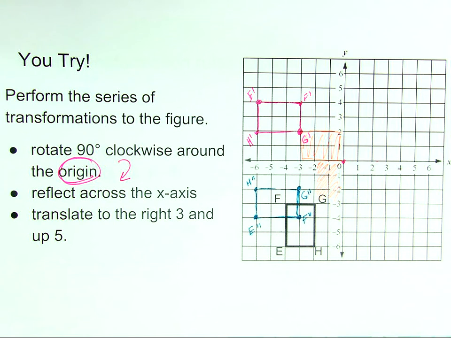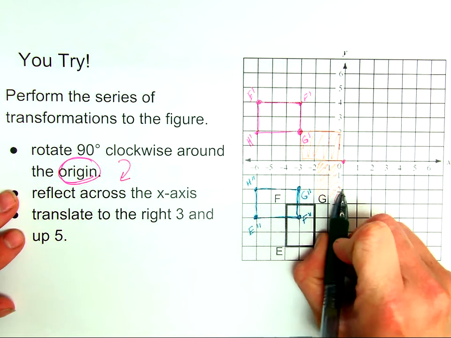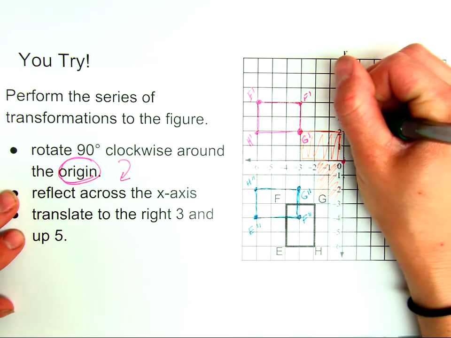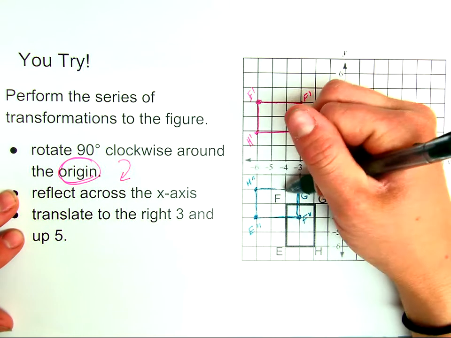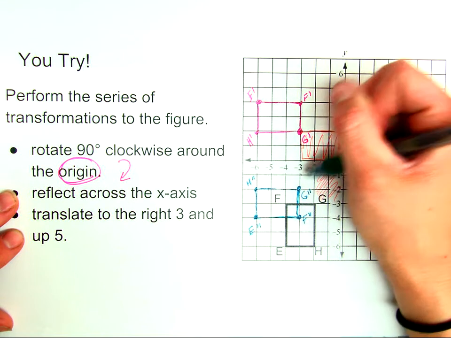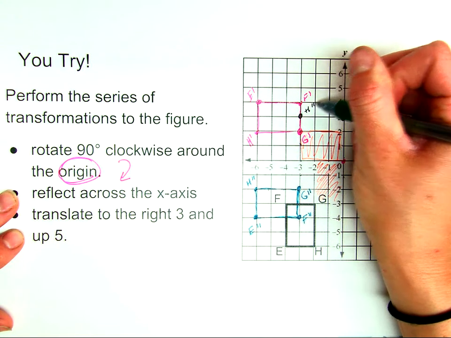And last one is to translate to the right 3 and up 5. 1, 2, 3, 1, 2, 3, 4, 5. To the right 3, up 5. H triple prime.